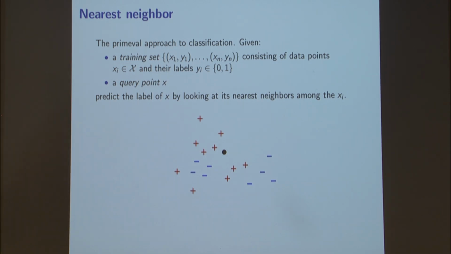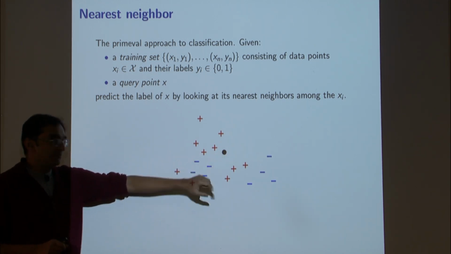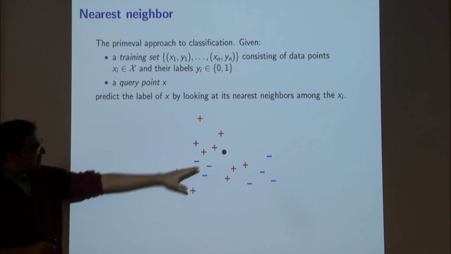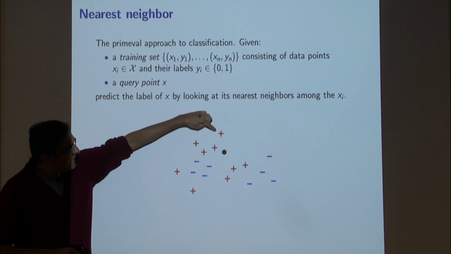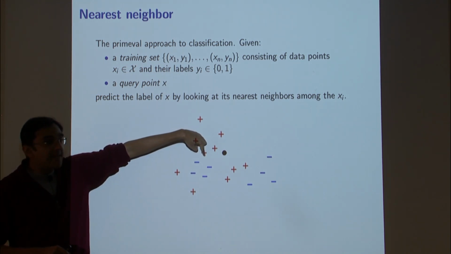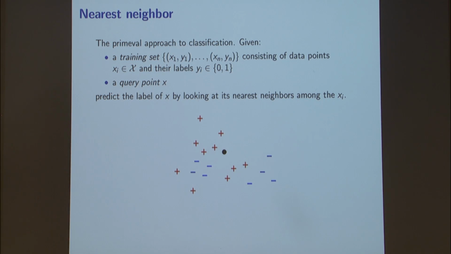And the nearest neighbor strategy is very simple. What you do is you take this new point, this dot over here, and you look for a few of its nearest neighbors. You say, well, this patient is close to these three guys, and they all responded well to treatment. So my prediction on this point is going to be 1. So that's the nearest neighbor classifier.